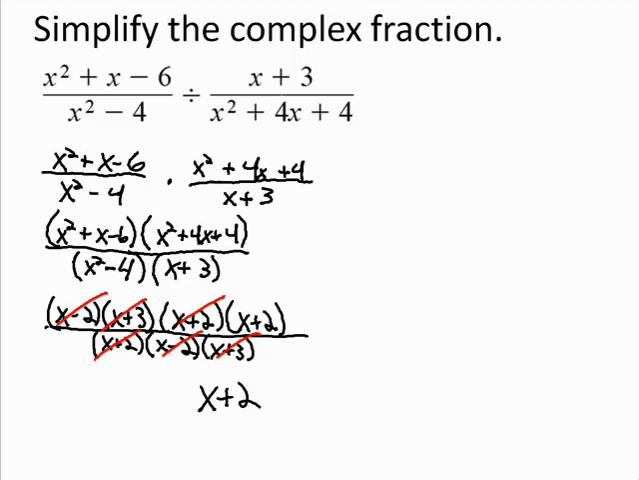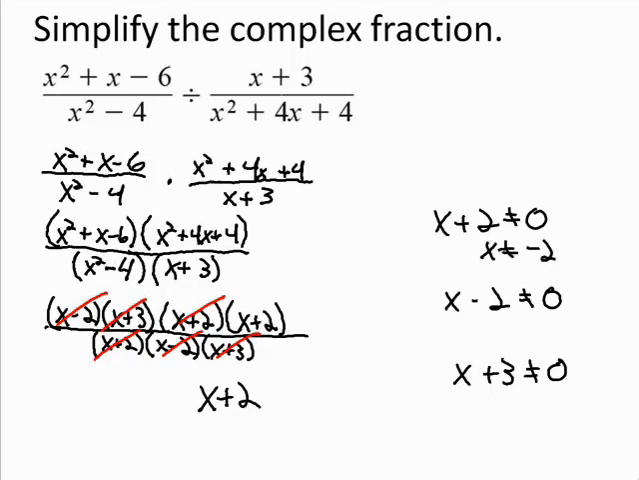This expression has to have the same domain as the original expression. In the original expression, there's an x plus 2, an x minus 2, and an x plus 3 in the denominator. So x plus 2 cannot be equal to 0, x minus 2 cannot be equal to 0, and x plus 3 cannot be equal to 0. In the first equation, subtract 2 from each side. X cannot equal negative 2. In the second equation, add 2 to each side. X cannot equal 2. In the last equation, subtract 3 from each side. X cannot equal negative 3. The simplified expression is x plus 2, where x is not equal to negative 2, 2, or negative 3.